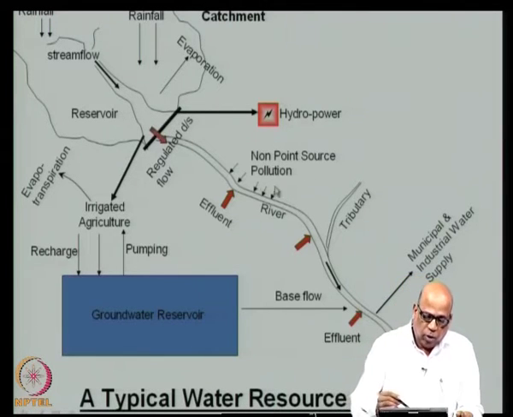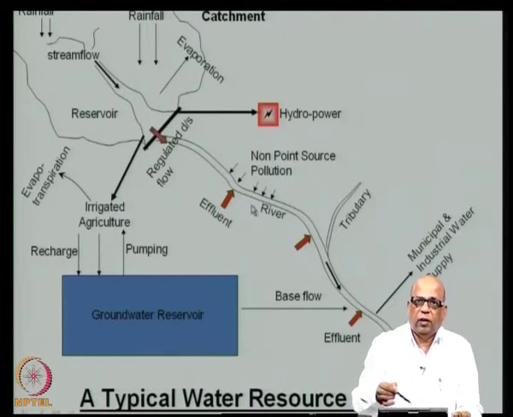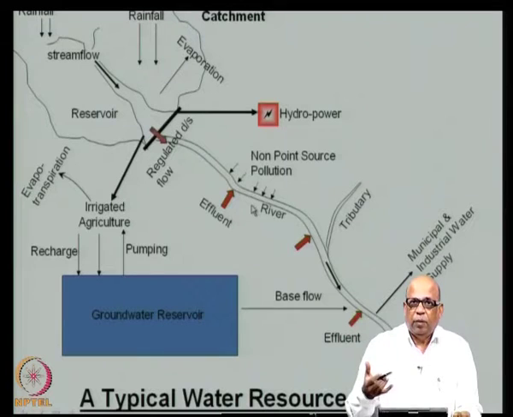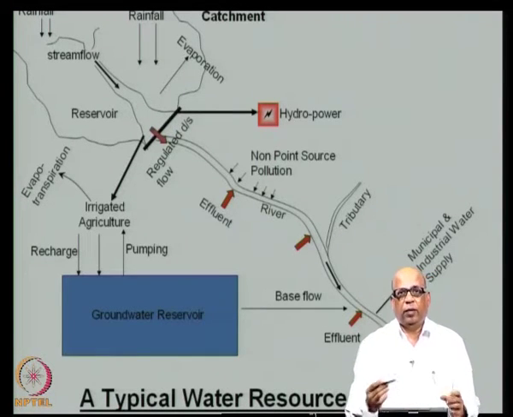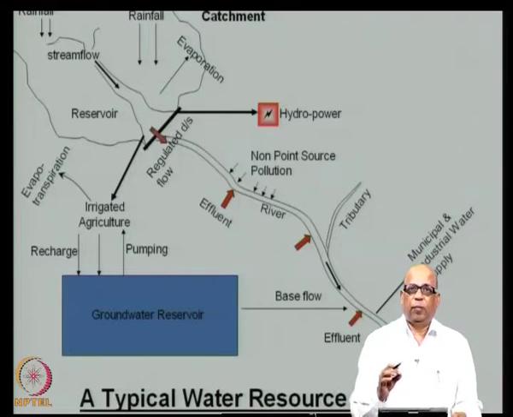There is also non-point source pollution because of the runoff that takes place in the catchment area. As the runoff takes place from the rainfall, it may have flown through agricultural areas and picked up pesticides, fertilizers, etc. It may also carry sediment, and sediment itself may have been laden with pollutants, and that forms the non-point source pollution.